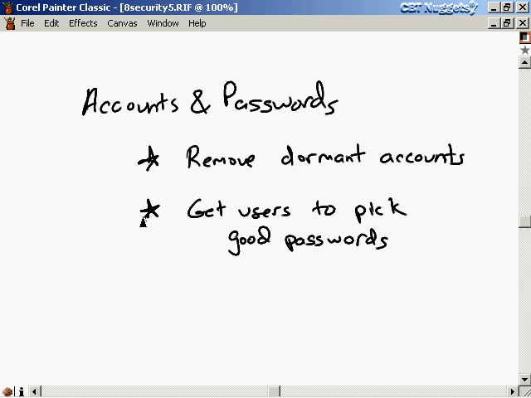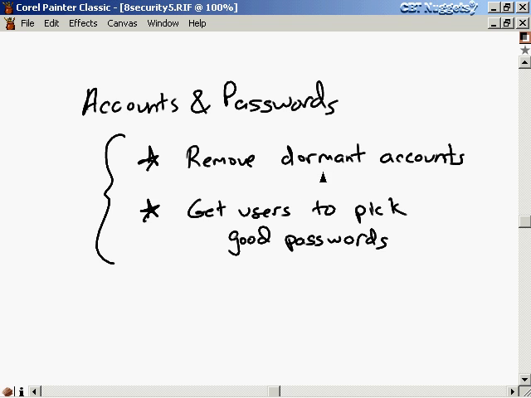Now, in terms of accounts and passwords, the two things that you can do as a system administrator are remove dormant accounts and get users to pick good passwords. Dormant accounts are accounts that are no longer used, or perhaps they've never been used. At a university I used to teach at, the students would sign up for a class and get an account, but then they'd drop the class before the first day and their account would just sit there the whole semester.